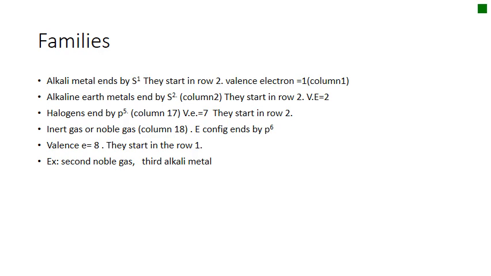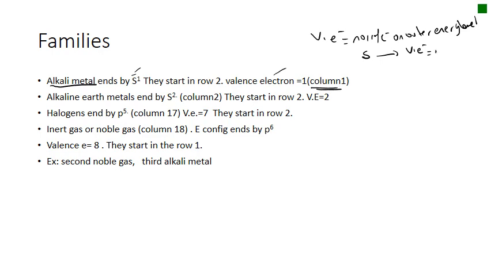To determine the families of the elements, we have 4 important families. The first family is the alkali metals. Alkali metals are the elements that exist in column 1, so their electron configuration ends with S1 and their valence electron is equal to 1, where valence electrons equal the number of electrons on the outer energy level. If the configuration ends with S, valence electrons equal the number of electrons on S. If it ends with P, valence electrons equal the number of electrons on P plus 2. Alkali metals start in row 2, since in the first row we have hydrogen, and hydrogen is not a metal.